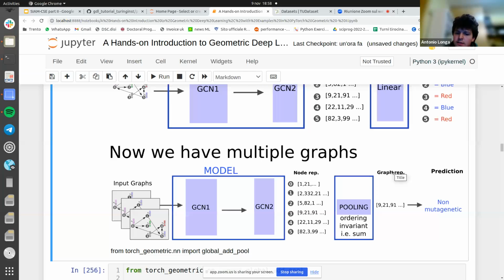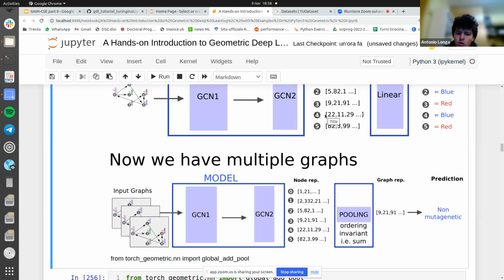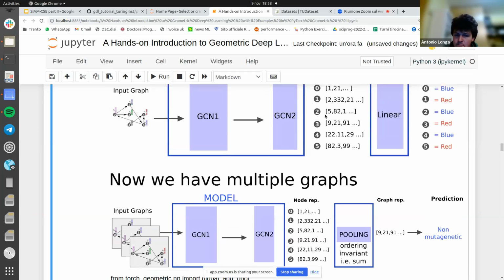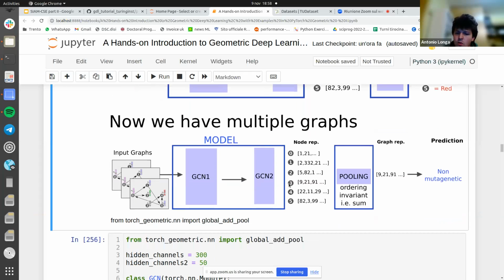So what is the difference between those 2 models? Well, simply that in the second model, once you have computed the node representation, you're applying a pooling layer to compress it in a graph representation. And then you repeat it for multiple graphs. Does the model make sense?